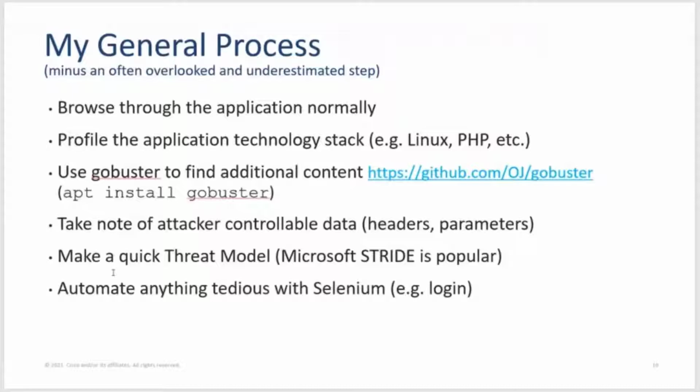And then at that point, I'll profile the application technology stack. Might that be, say, Linux, PHP, or a Microsoft stack using .NET. And then I'll use something called GoBuster. GoBuster can be found on GitHub, or you can do an apt install gobuster if you're on Kali. While that's running in the background, I'll take note of any attacker-controllable data, headers and parameters and whatnot. And while I'm at it, I'll make a quick threat model.